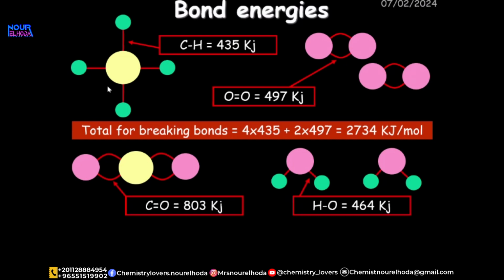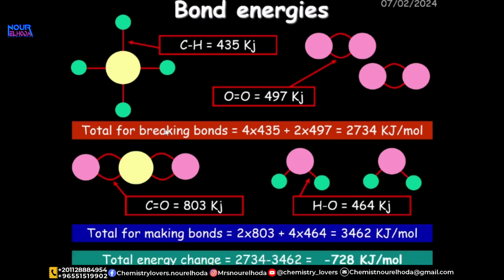The products are C, O, O. So every C double bond O is at 103. How many C double bond O? Here and here, so 103 times 2. Here I have how many OH? 1, 2, 3, 4. How many OH? 4 times 464. That's true. At the end, it's going to be A.